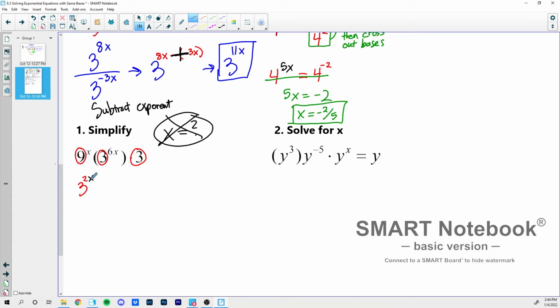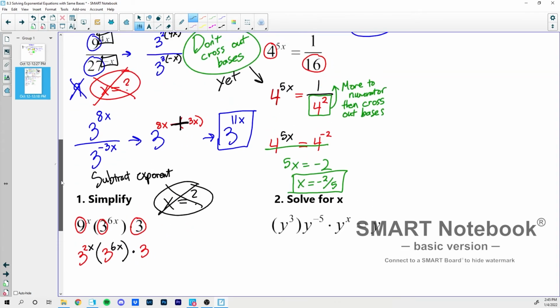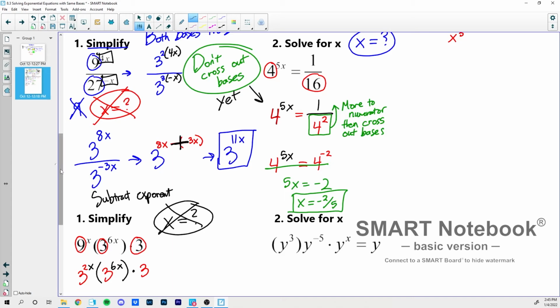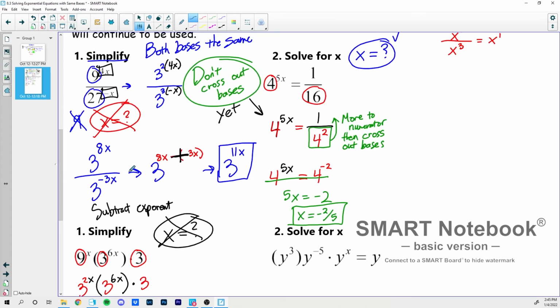That x is still there. And then I'm going to keep everything else the same because 9 was the only base that I changed. Okay, so I'll just keep this as 3 to the power of 6x, and then times 3. So all my bases are the same. Wonderful, okay? Again, be careful, don't cross this out. You can only cross out the bases when I'm solving these problems on the right.